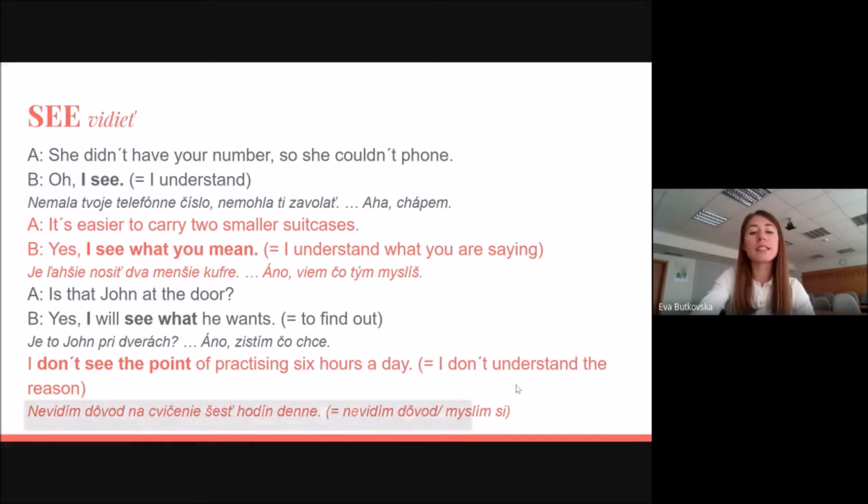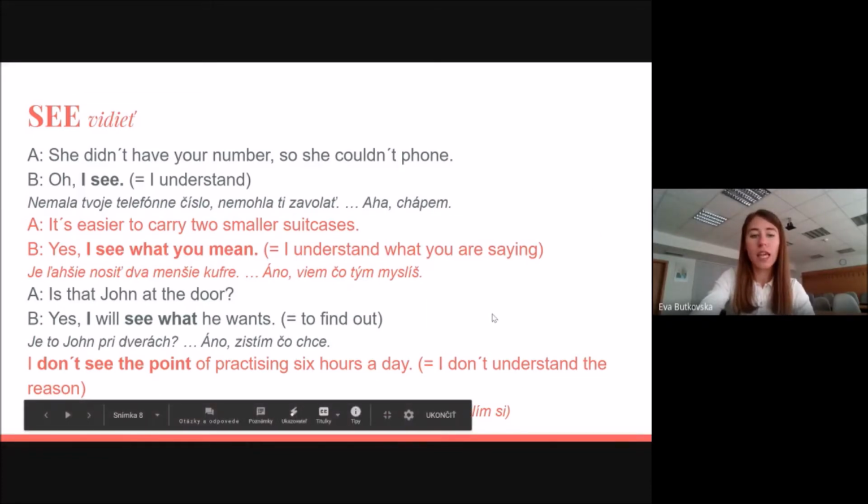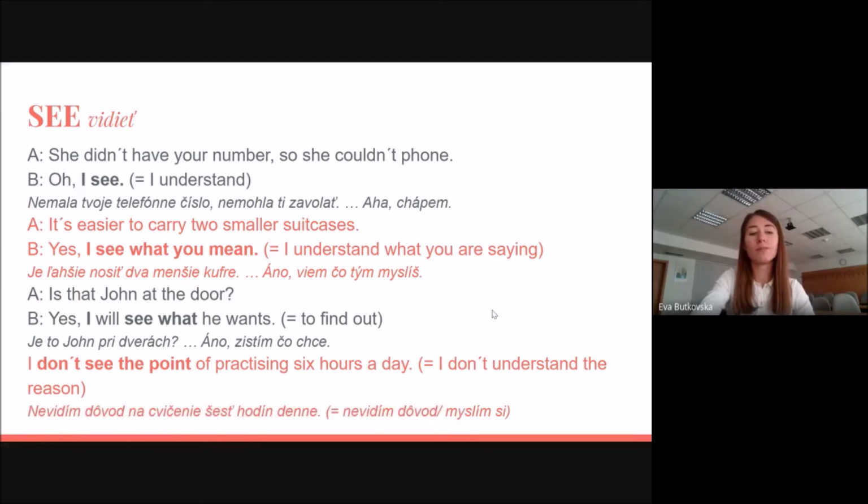The next meaning is to find out. Is that John at the door? Yes, I'll see what he wants. So I will find out what he wants. If you want to find the answer, you can say, I will see what I can do, or I will see what the answer is. So really, remember, see has the meaning that I understand, or I want to find out something.